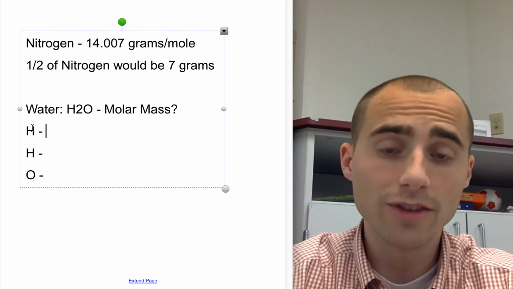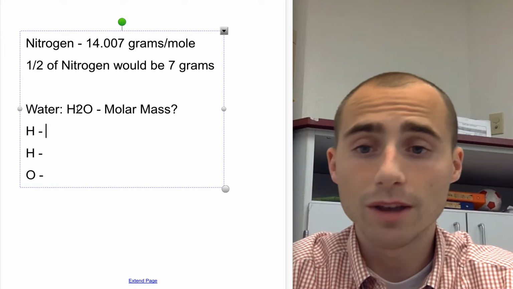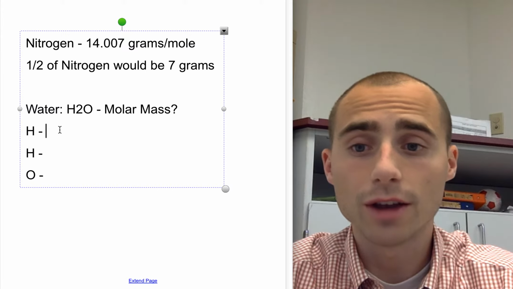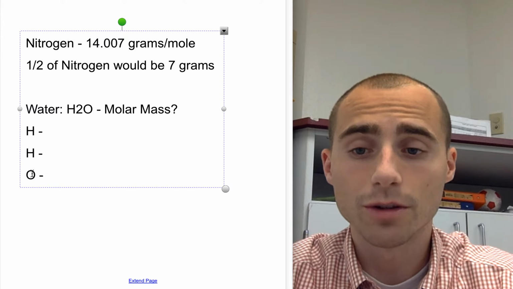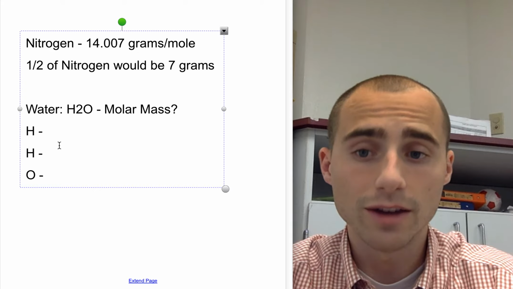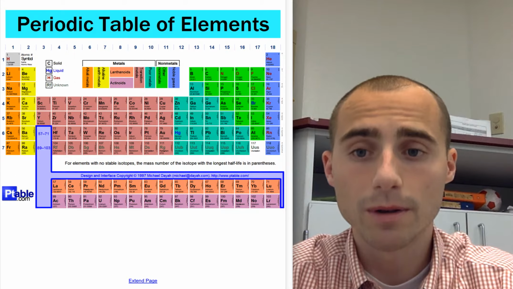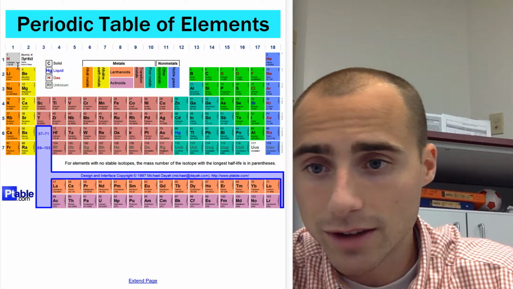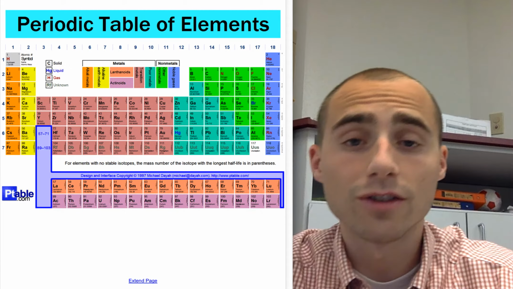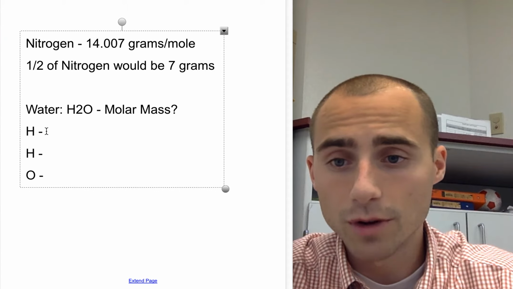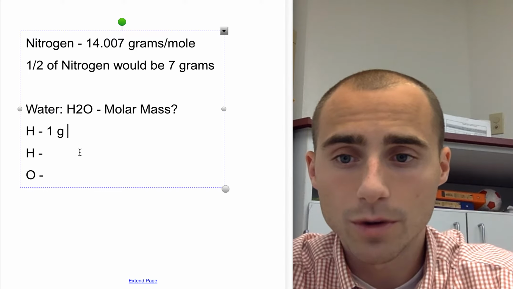Now you see I put 2 H's here. I put 2 H's because we have 2 H's in water. So to calculate the molar mass of water, I need to make sure I include calculations for 2 H's and 1 oxygen. So I go back to my periodic table, and I look at an H and see it's 1.0074. I can just round that to 1. So each one of my hydrogens, its mass is 1 gram.